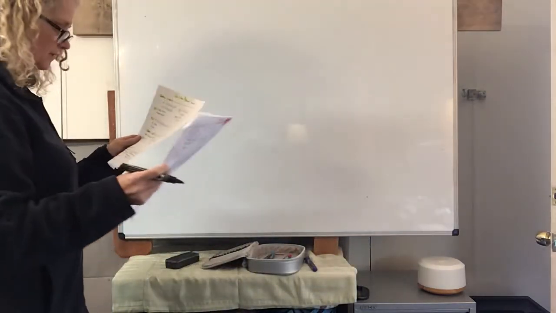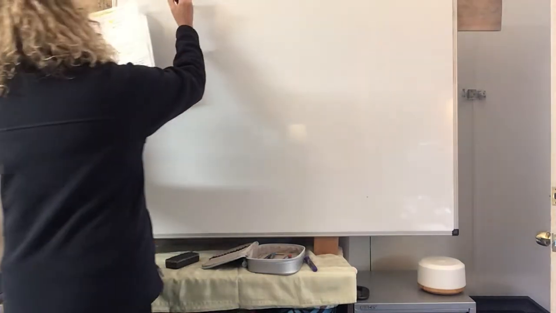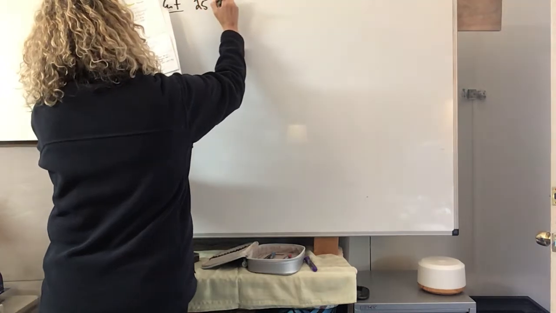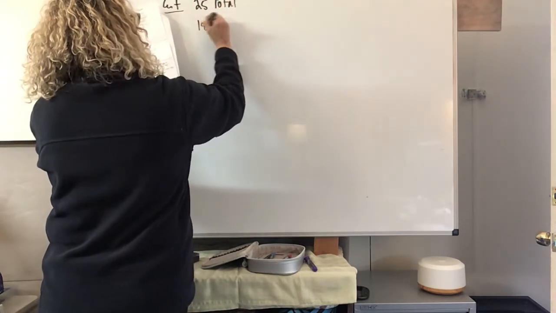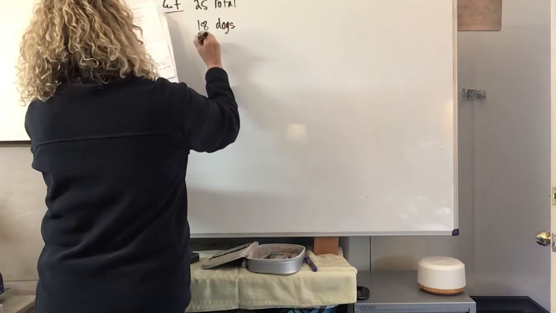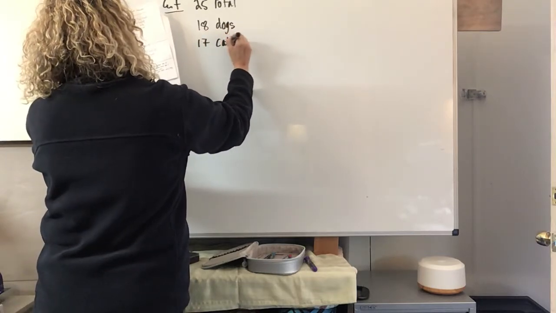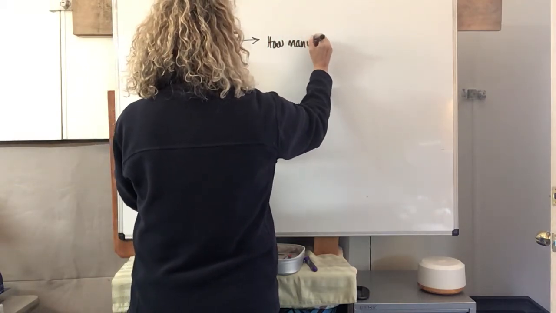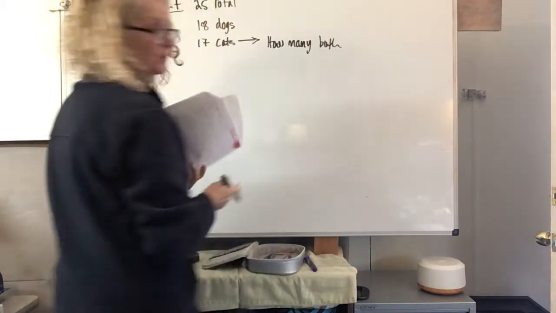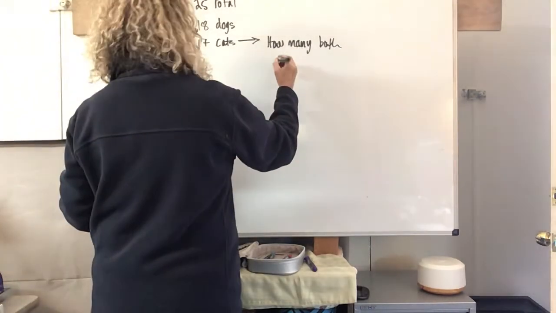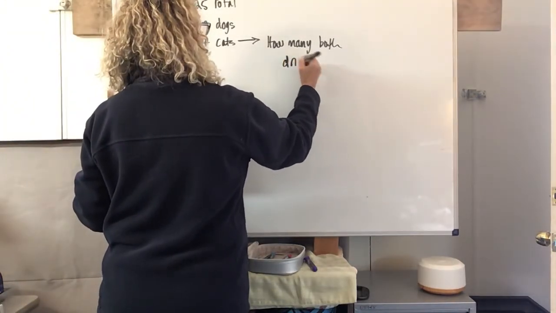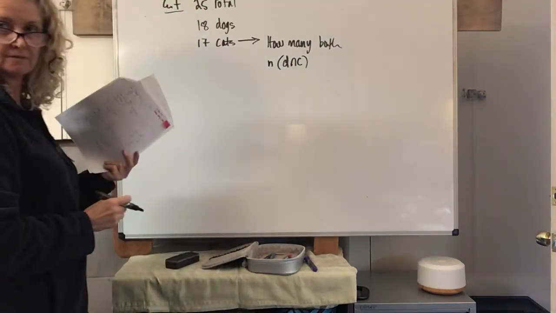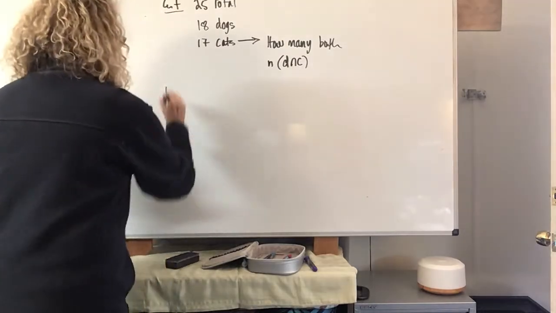Okay, our final example is a diving team. We have 25 total. 18 have dogs. 17 have cats. And our job is to find how many have both. And hopefully you're okay with, if it's both, it's going to be those who have a dog and a cat. And that's the correct notation that we're finding for the intersection.